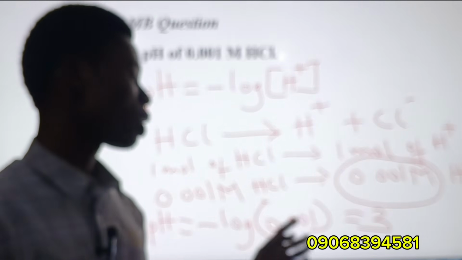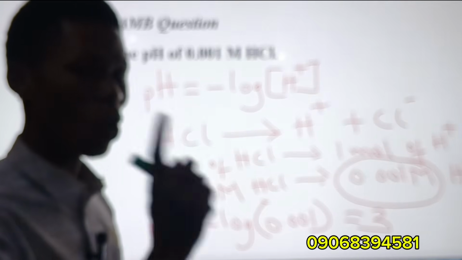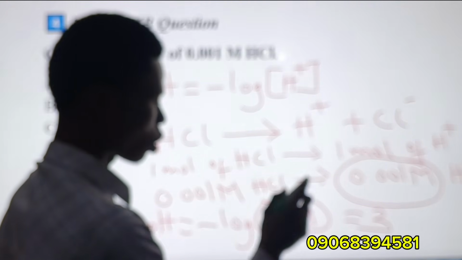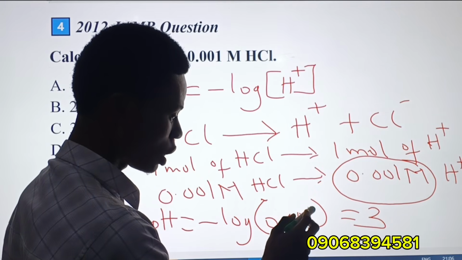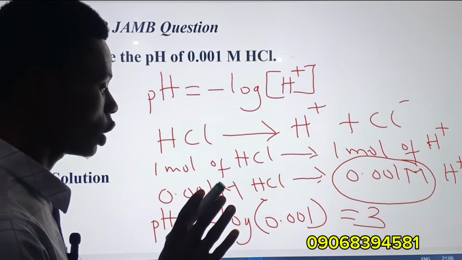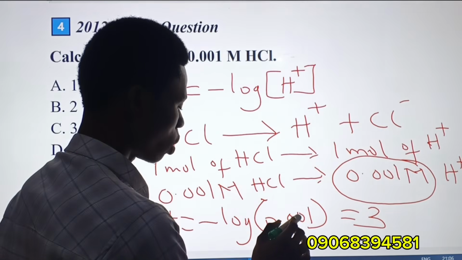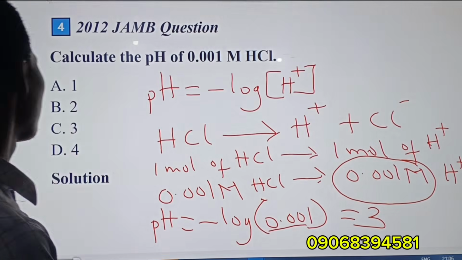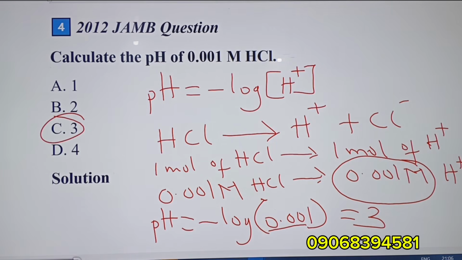Even if it is 0.0000001, count the number of zeros you have, so long as it's ending with 1. Since we have 0.001, but if here is 0.002, you don't count the number of zeros. You use your calculator. Here, 0.001, you have 3 zeros. Your answer is 3. So our answer here is C. That's 2012. Do you understand?